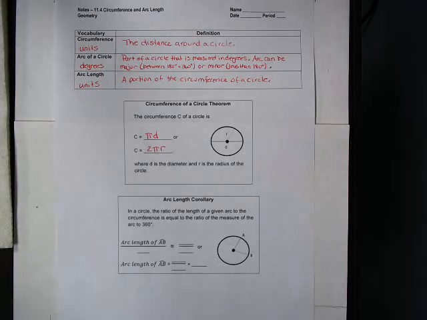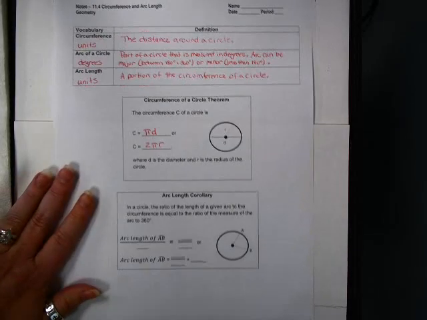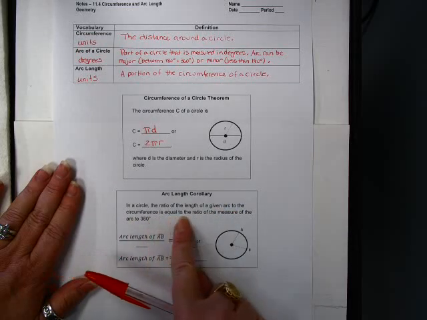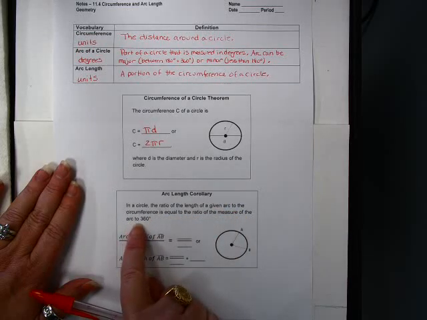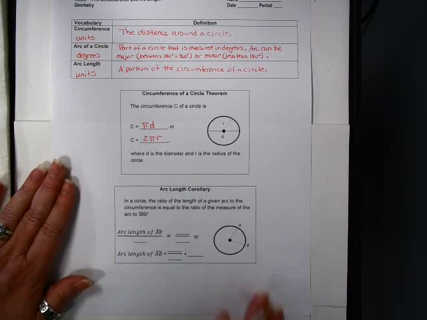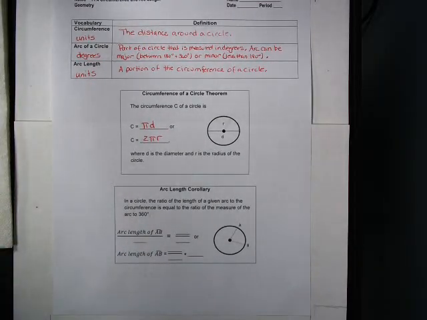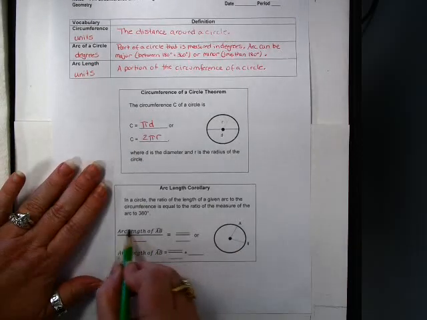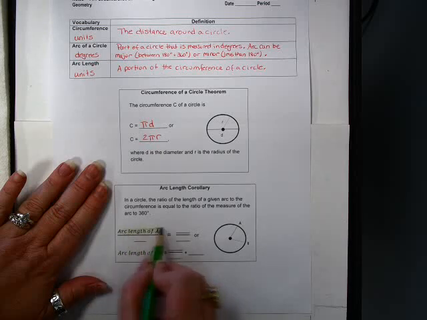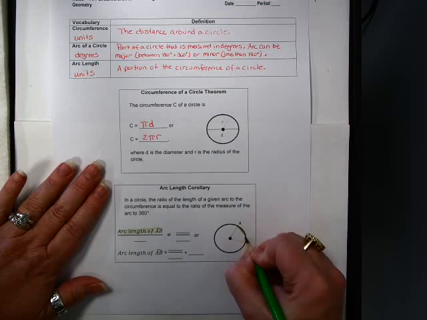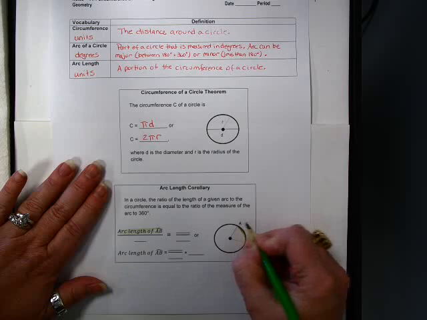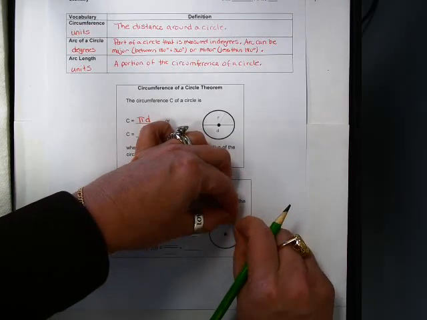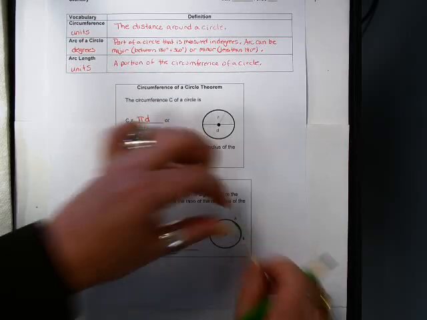All right, arc length corollary. In a circle, the ratio of the length of a given arc to the circumference is equal to the ratio of the measure of the arc to 360. So what that means in English is that the length of arc AB, right here in green, this length, the distance from point A to point B, I know it's on a curve, but we can still get out our measuring tape that bends and measure around.